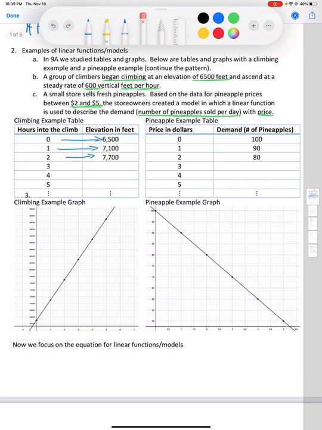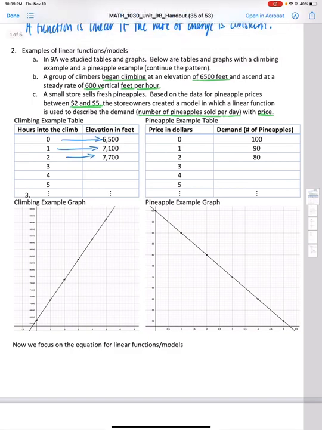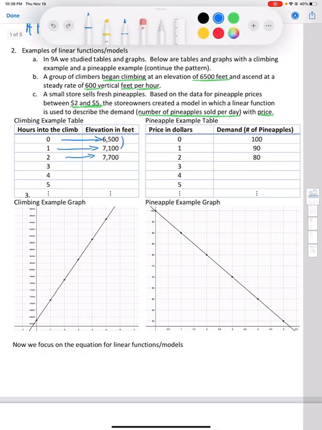As time goes on, from here to here, I add 600 feet. From here to here, I add 600 feet. To get the next value, I can add 600 more feet. And 7,700 plus 600 is 8,300 feet. I keep adding on 600, so we'll have 8,900 feet, and we'll have 9,500 feet, and so on.